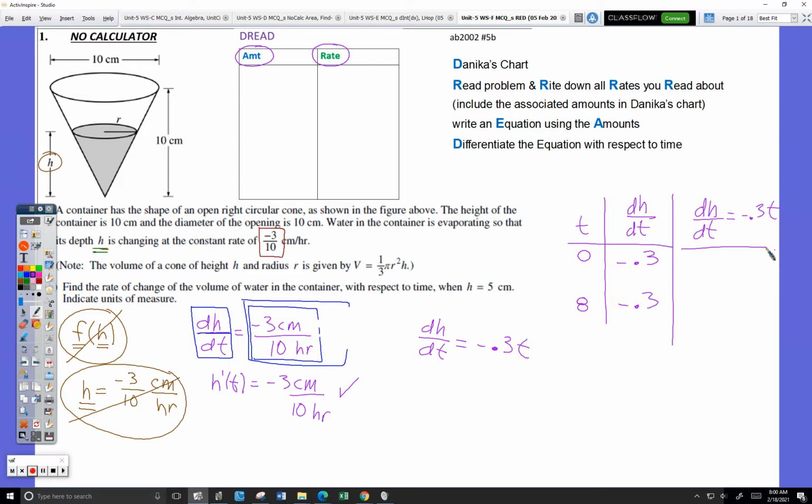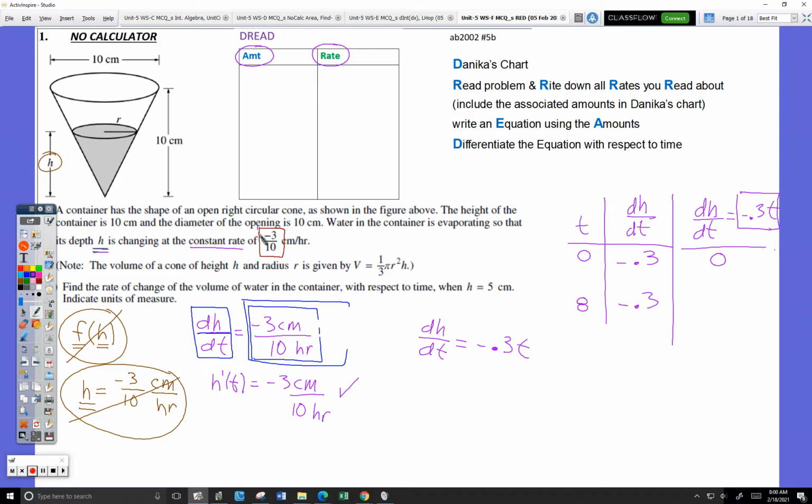This says if time is equal to 0, the rate at which the height is changing is going to be -0.3 multiplied by 0, which would be 0. How many knew that one before he said it? 2.3 for Daniel.